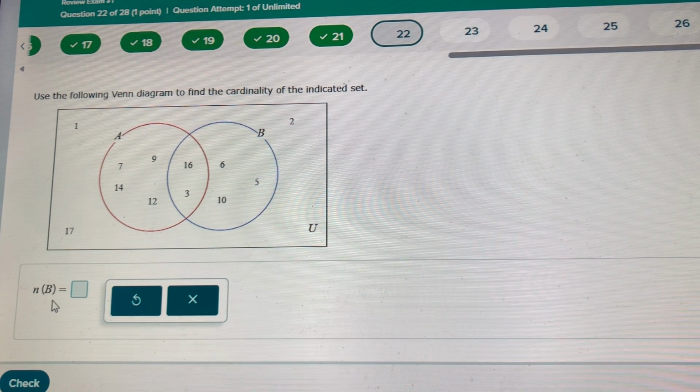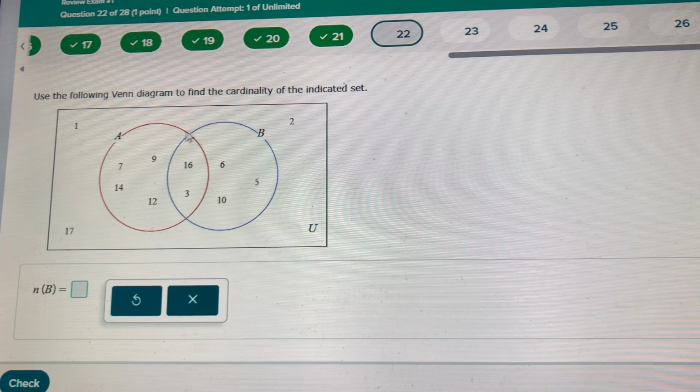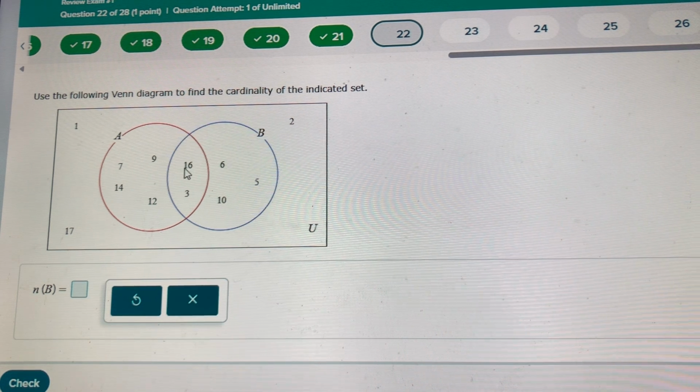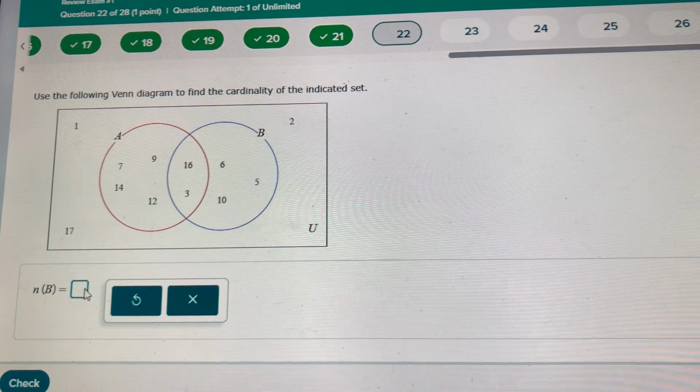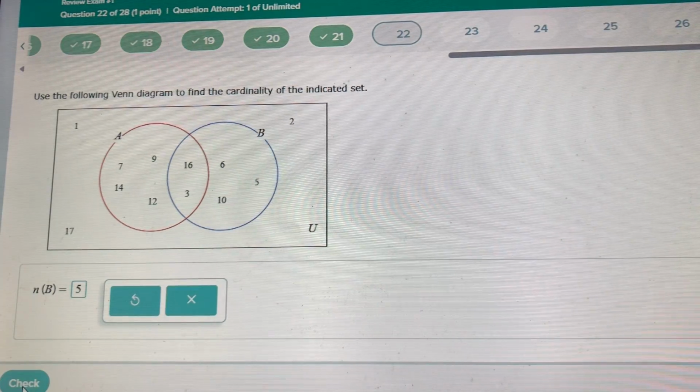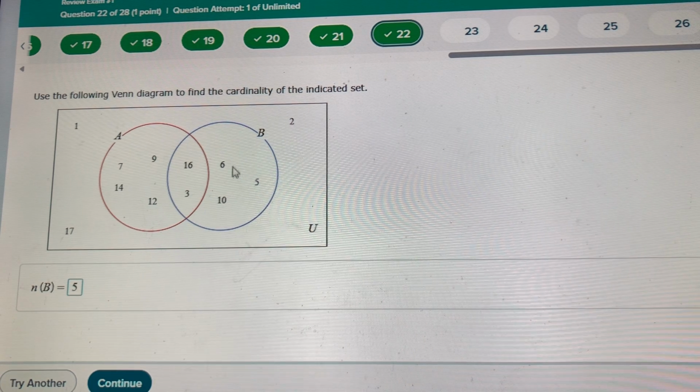So how many elements are in B? B is the blue circle. If you go all the way around the blue circle, how many numbers are in there? 1, 2, 3, 4, 5. If they wanted me to list them, it would be 3, 5, 6, 10, and 16, but this is the number of.